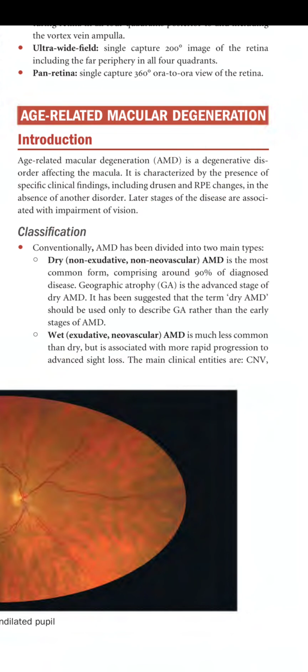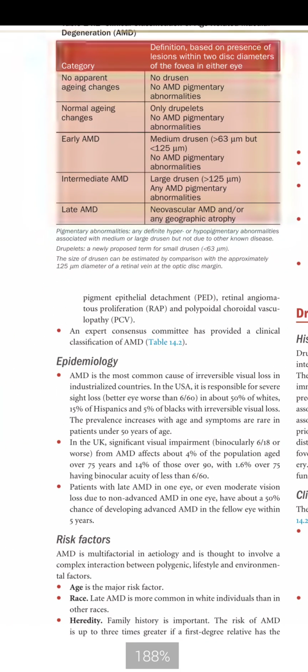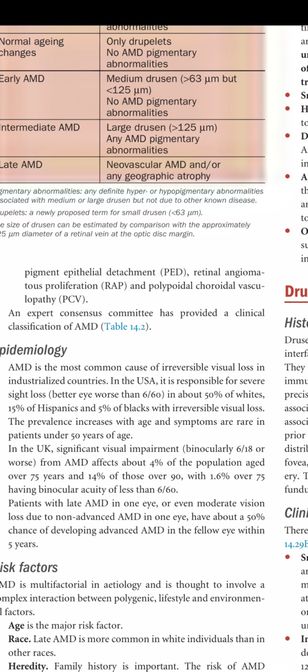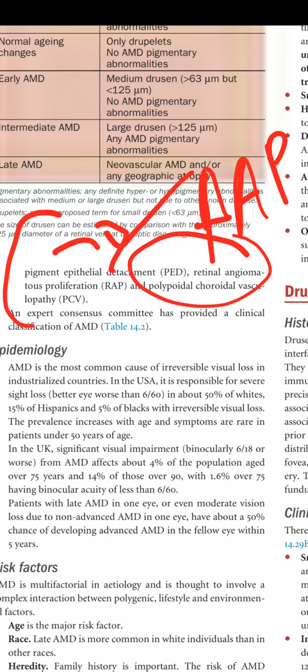Then there is wet AMD. Wet AMD is an exudative neovascular AMD. It is much less common than dry, but is associated with more rapid progression to advanced sight loss. The main clinical entities are CNV, so there is choroidal neovascularization formation, pigment epithelial detachment, retinal angiomatous proliferation, which is RAP, and polypoidal choroidal vasculopathy, PCV. All of these we are going to discuss in the coming topics.